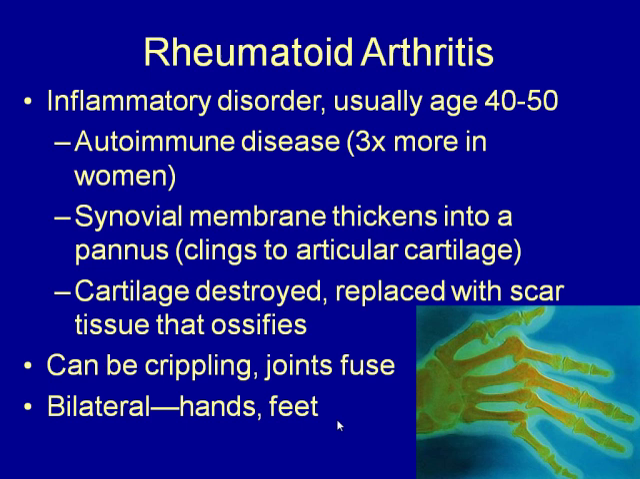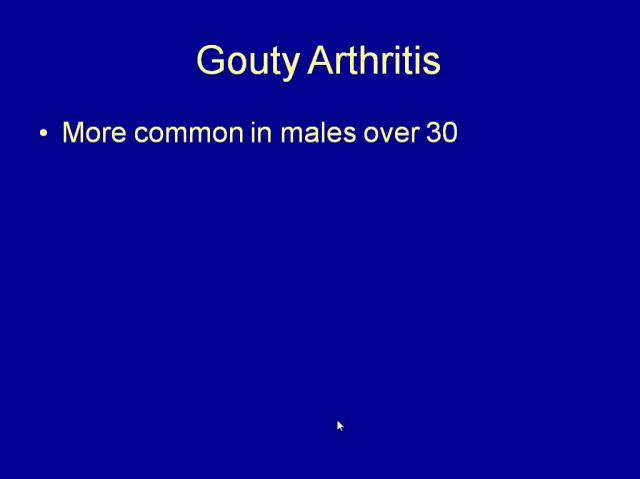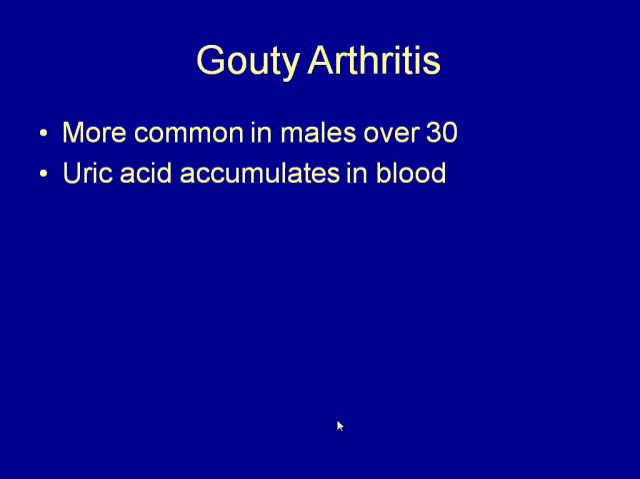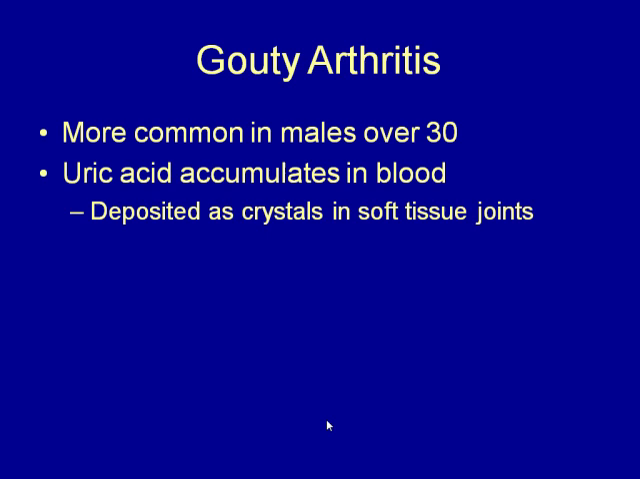Gouty arthritis is more common in men and is seen typically after they turn 40. Gout is the result of uric acid accumulating in the blood. Now, uric acid is a breakdown product of one of the amino acids of proteins, and in some people, they just don't metabolize this appropriately. The uric acid forms crystals that are placed in the soft tissues of the joint, and these crystals have sharp little edges on them, so when you move the joint, these crystals cause considerable pain. For some reason, the joint of the big toe is a very common spot for these crystals to be deposited, but it can be deposited in other areas.